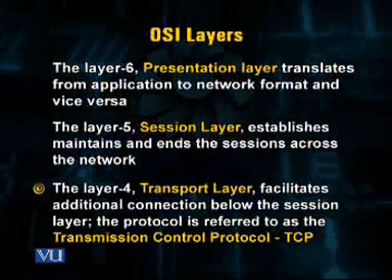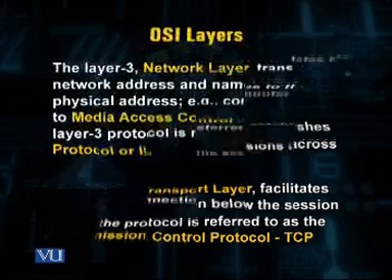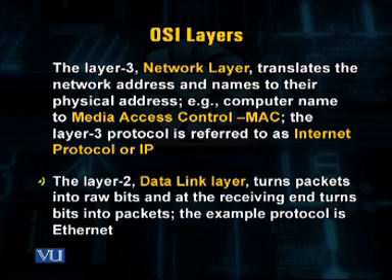The layer 4, which is called the transport layer, facilitates additional connection below the session layer. That is, this protocol is referred to as the transmission control protocol. The layer 3, which is called the network layer, translates the network addresses and names to the physical address, for example, the computer name to media access control. The layer 3 protocol is also referred to as the Internet Protocol or IP.